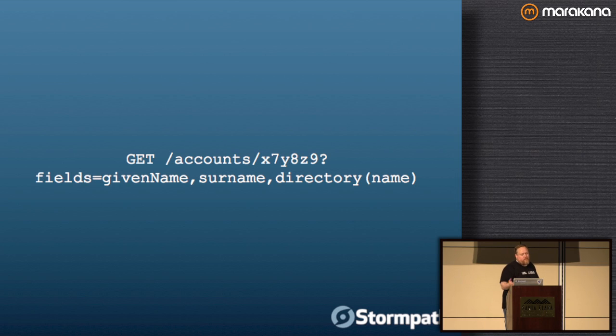In this example, you see the client wants an account, but they only want the given name, the surname, and the directory's name to be returned in the response. And then you would just see those 3 things materialized in the result. Whether or not you want to support this is totally up to you. If you have to support rate limiting or whatever, it might be useful.